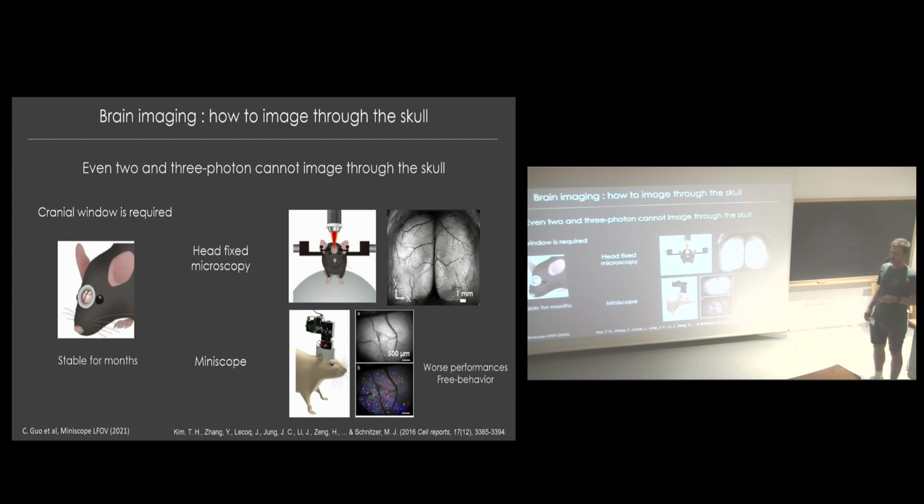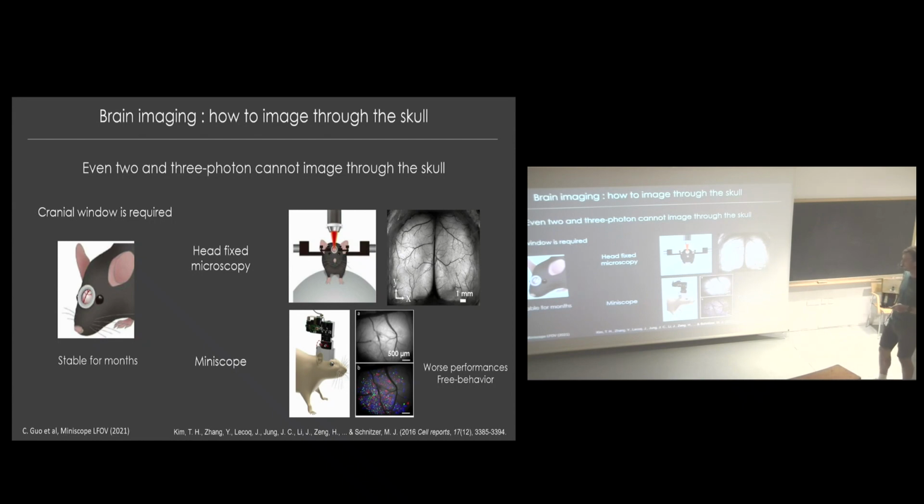And if you want to image even deeper, you can also remove part of the brain to image some deeper parts. And once you have done this, then you can do different imaging techniques. You can do regular microscopy by head-fixing your mouse. So now you have access to a large part of the brain.